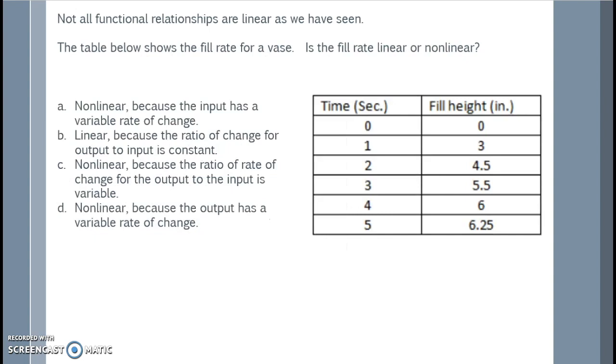The table below shows the fill rate for a vase. Is the fill rate linear or nonlinear? Take a moment to read the options and select the option that you think is the correct answer, and then we'll talk about it.